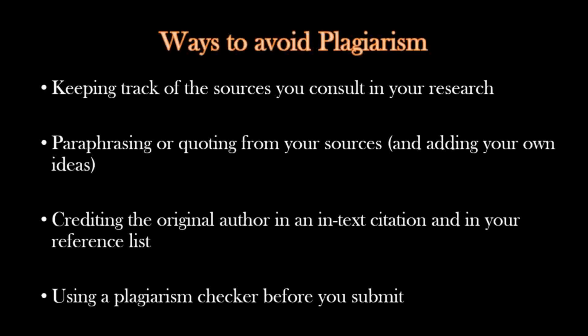Now let us find out the ways to avoid plagiarism. Plagiarism can become an issue at various stages of the writing process. You can avoid plagiarism by keeping track of the sources you consult in your research, paraphrasing or quoting from your sources and adding your own ideas, crediting the original author in an in-text citation and in your reference list, and using a plagiarism checker before you submit. Even accidental plagiarism can have serious consequences, so take care with how you integrate sources into your writing.